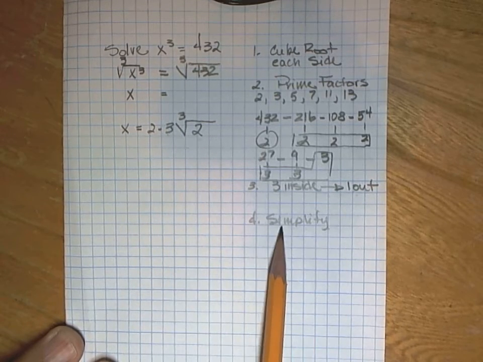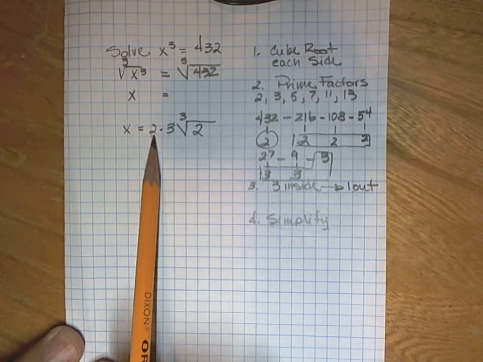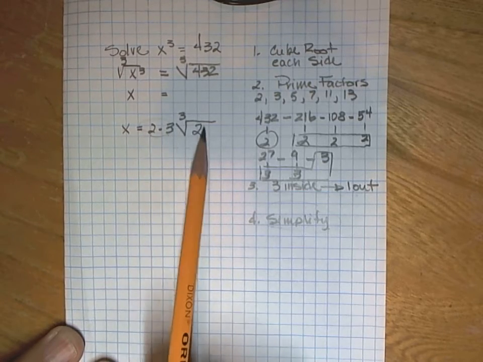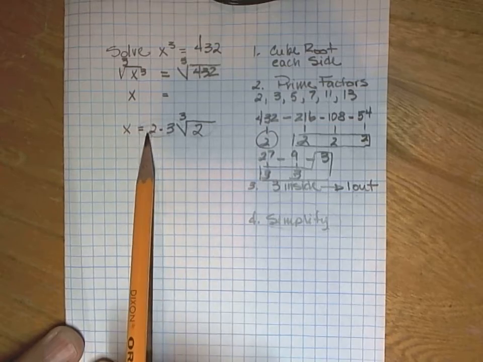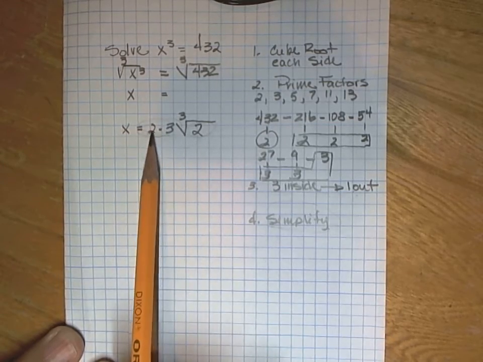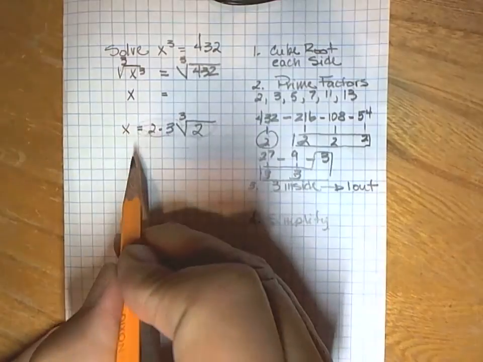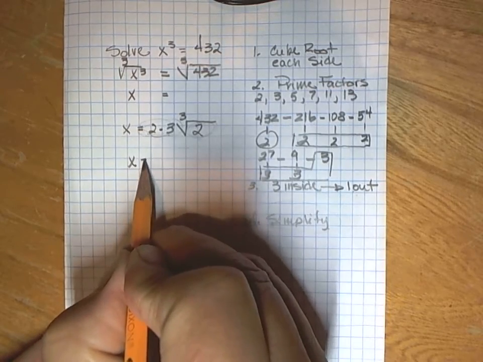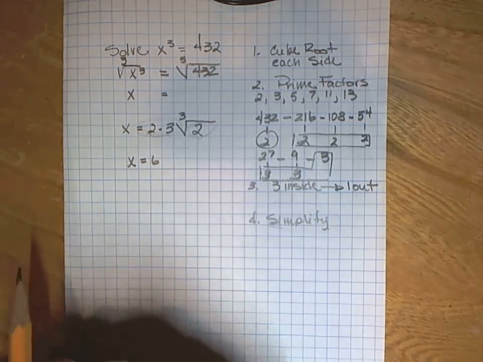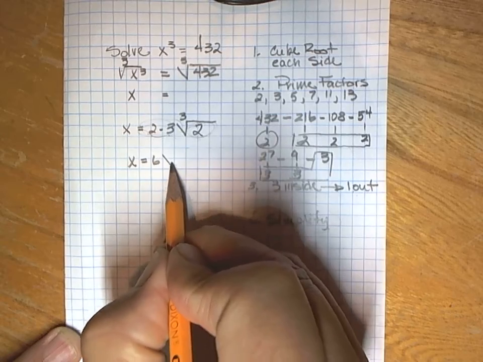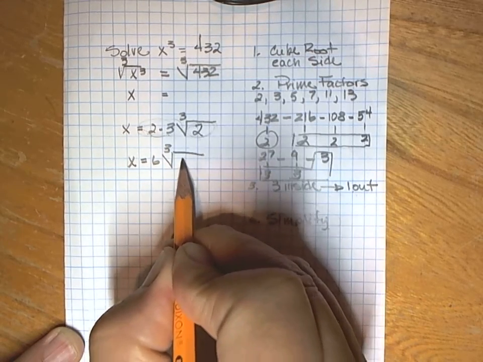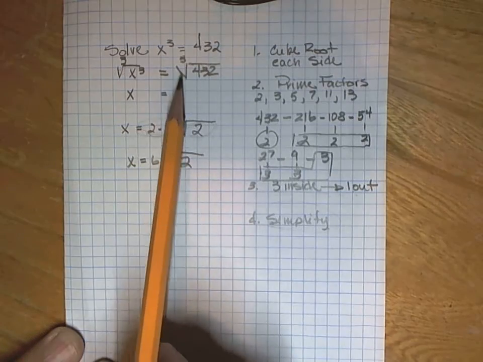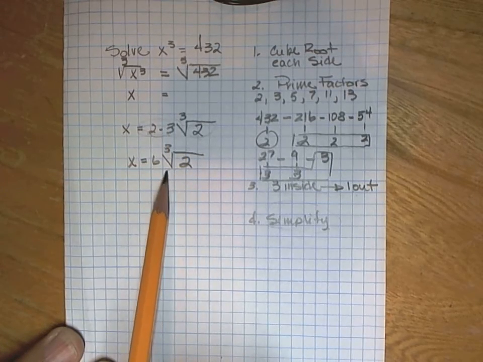So now the next thing I have to do is simplify. I want to simplify the inside and the outside. I can see that the outside needs to be simplified. So 2 times 3 is 6. So x equals 6, and then 2 is already simplified on the inside. So it's just 6 times the cube root of 2 is the solution to this.